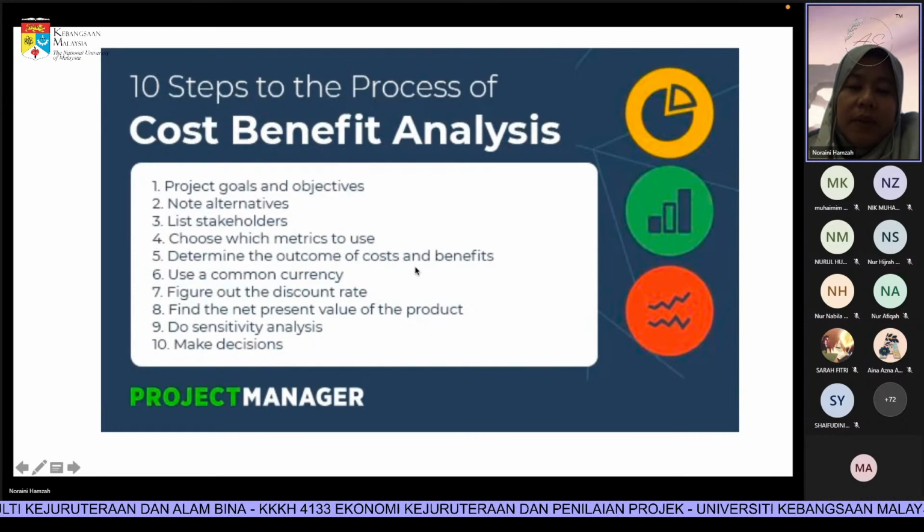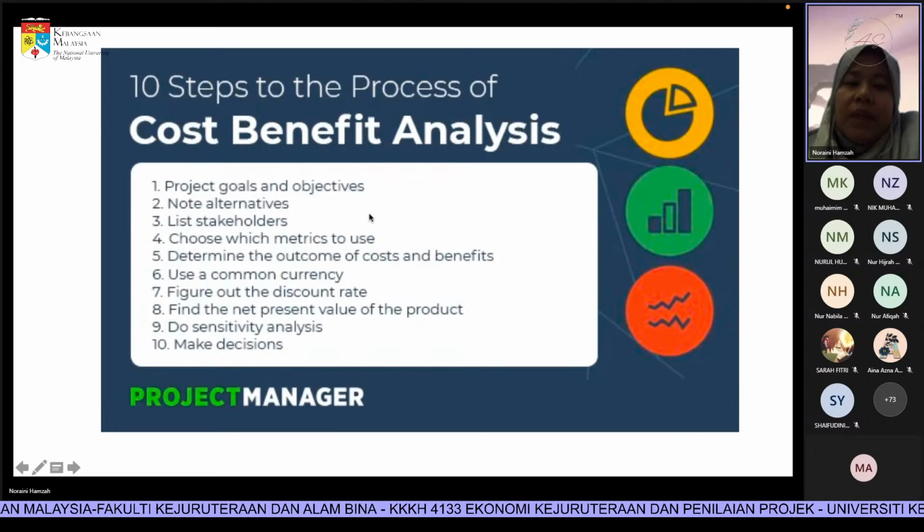And then, cost benefit outcome, kira. Semuanya yang sebelum ni kita pakai pengiraan. Plus, minus or weightage of percentage ataupun ratio. Common currency, sama je lah. And then, discount rate, sama. Kira NPV, sama. Do sensitivity analysis, this one adalah berbeza sikit. Okay, ini yang cakap mungkin nak cover next week ni. Make decision, sama.